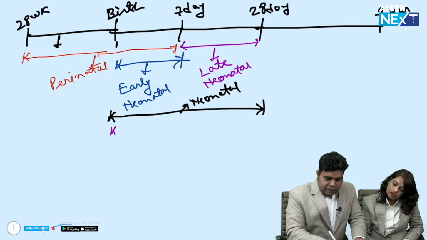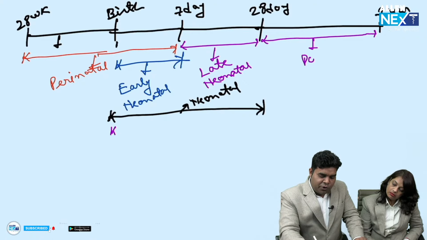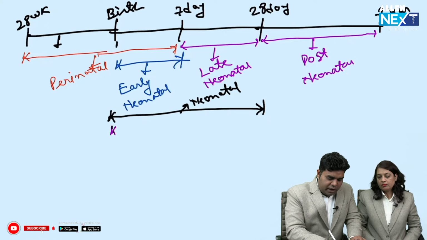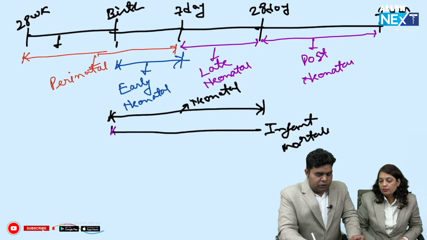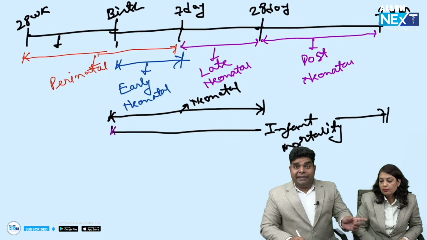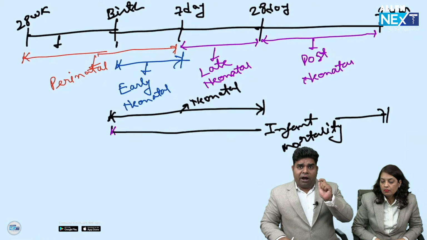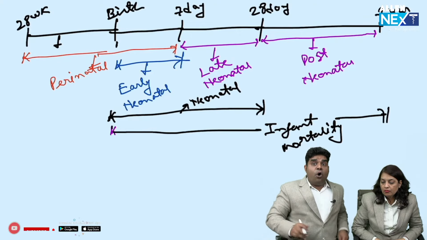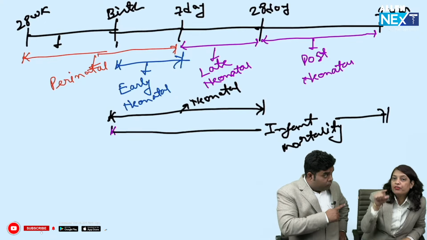And if it is 28 days to 1 year, then what will you call it? That is not infant death, that is post neonatal. So post neonatal is 28 days to 1 year, and if you add neonatal and post neonatal, this whole will become infant death rate, infant mortality. They have asked this question also: which of the following components is not included in IMR? Options are perinatal mortality, early neonatal, late neonatal, post neonatal. So perinatal is not completely included in infant death, because it starts from 28 weeks of pregnancy.